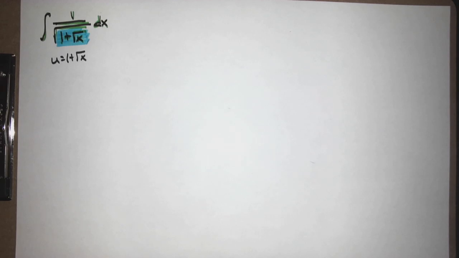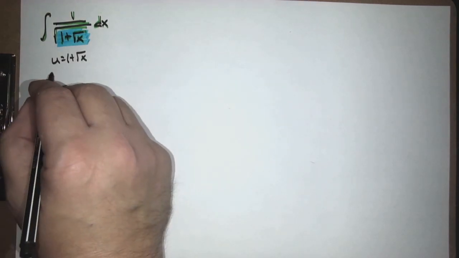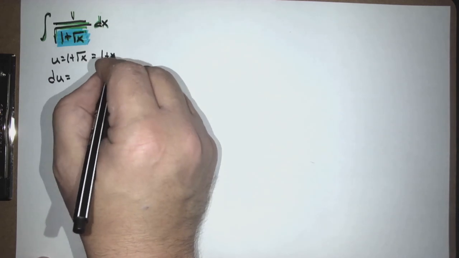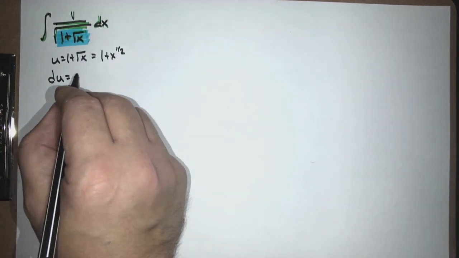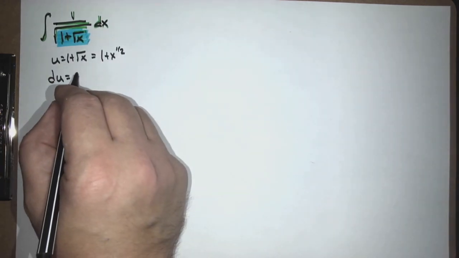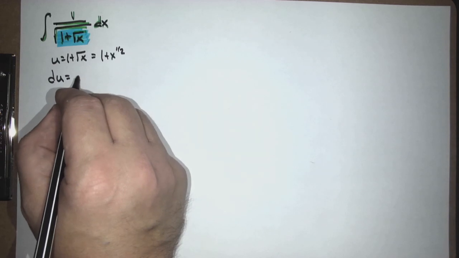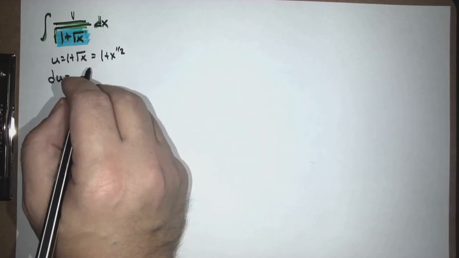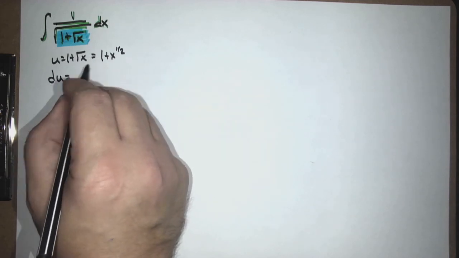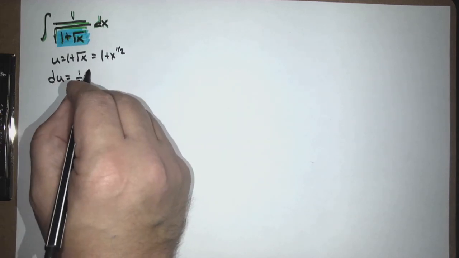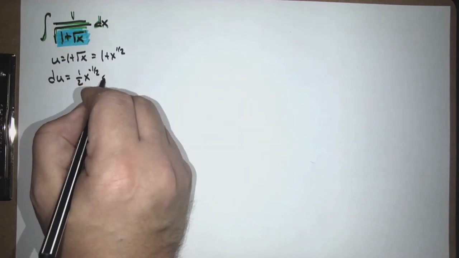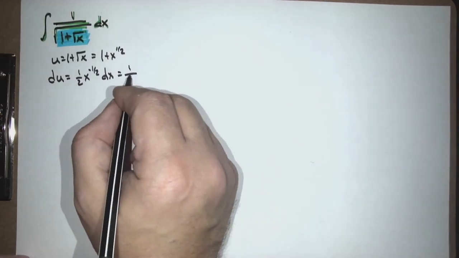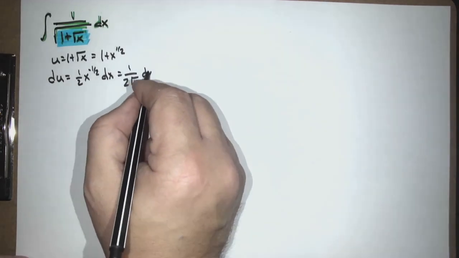What is our du? This is the same as 1 plus x to 1/2. So du, we're not integrating, we're differentiating. So the 1 goes away, 1/2 x to the minus 1/2 dx. Now, this, by the way, is the same as 1 over 2 square root of x dx.